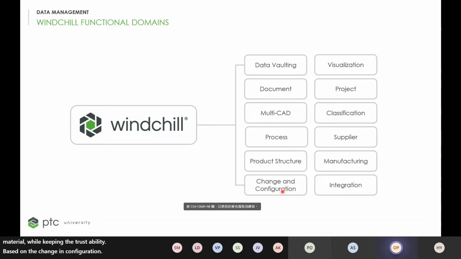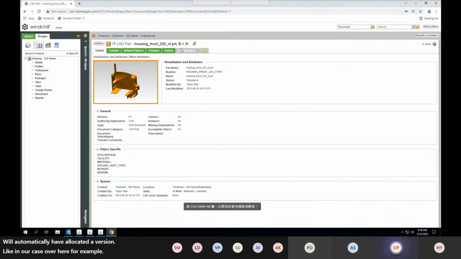The configuration management is referring to the fact that every Windchill object, a document, a CAD, a part, will automatically have an allocated version, like in our case over here, for example, B.1. This is a version. This is related to the configuration management. The traceability from one version to another is kept based on the changes that are done with the objects, okay?